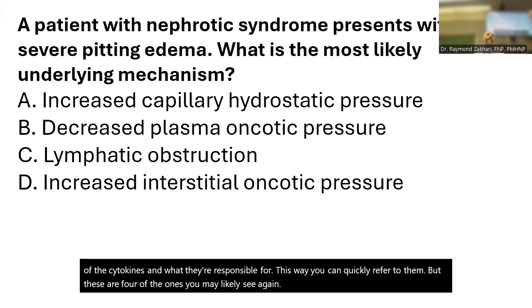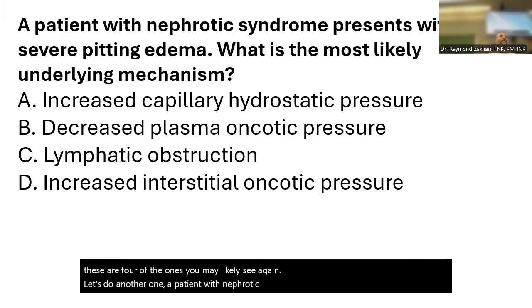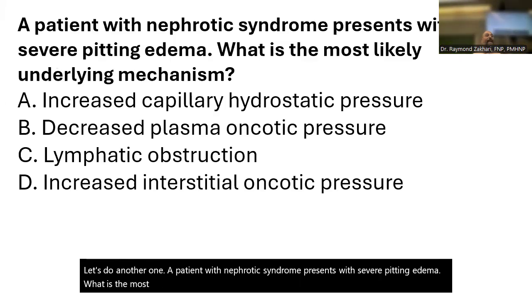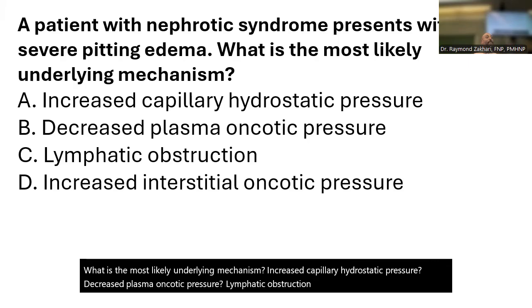Let's do another one. A patient with nephrotic syndrome presents with severe pitting edema. What is the most likely underlying mechanism? Increased capillary hydrostatic pressure, decreased plasma oncotic pressure, lymphatic obstruction, or increased interstitial oncotic pressure?